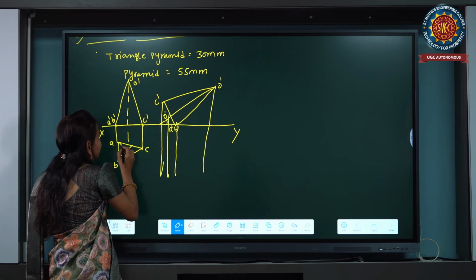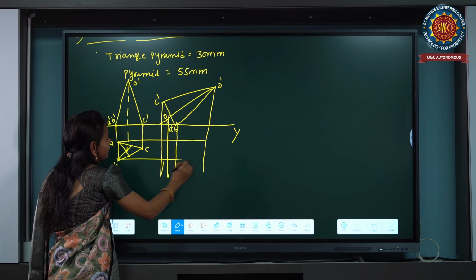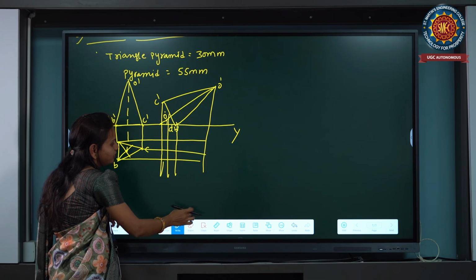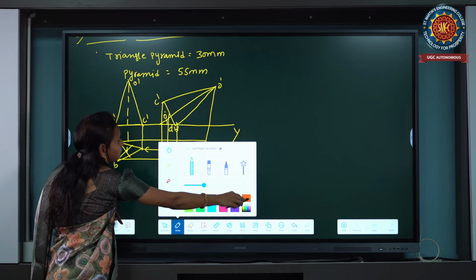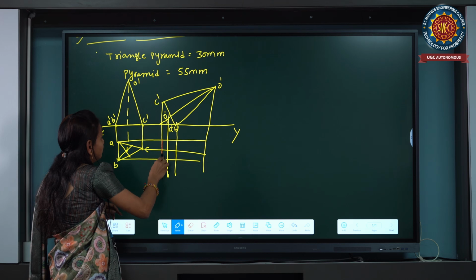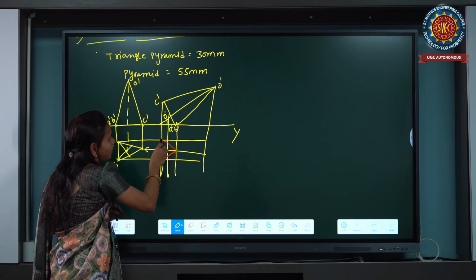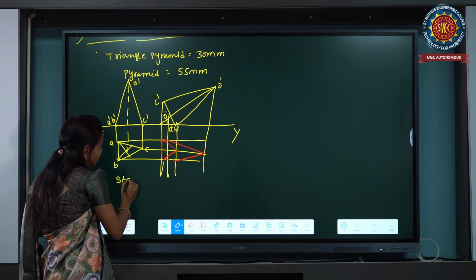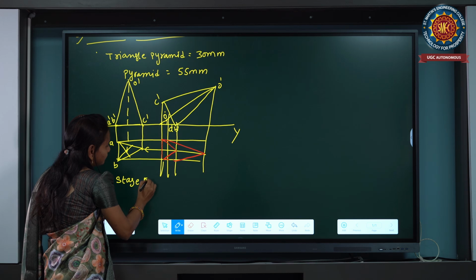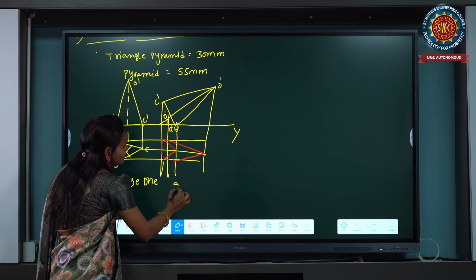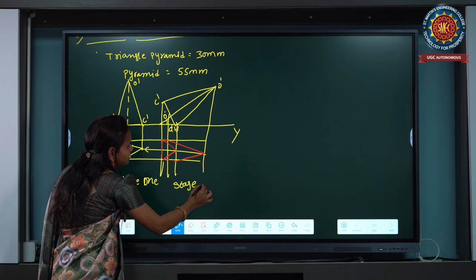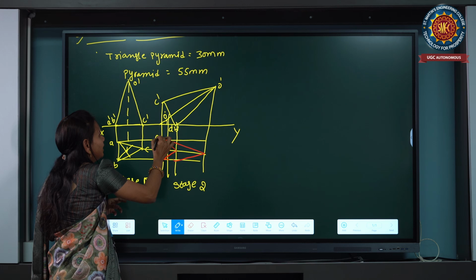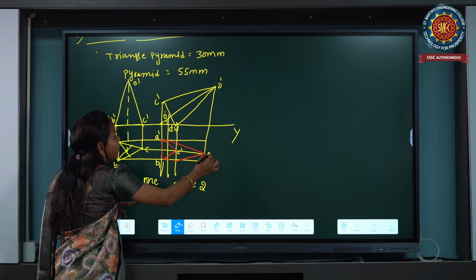and again extend the pyramid triangle lines. Here we will get another triangle. So pyramid. So this is the stage 1. This is the stage 1. And this is the stage 2. This is the stage 2. Here write down B1, A1 and C1. This is the O1.